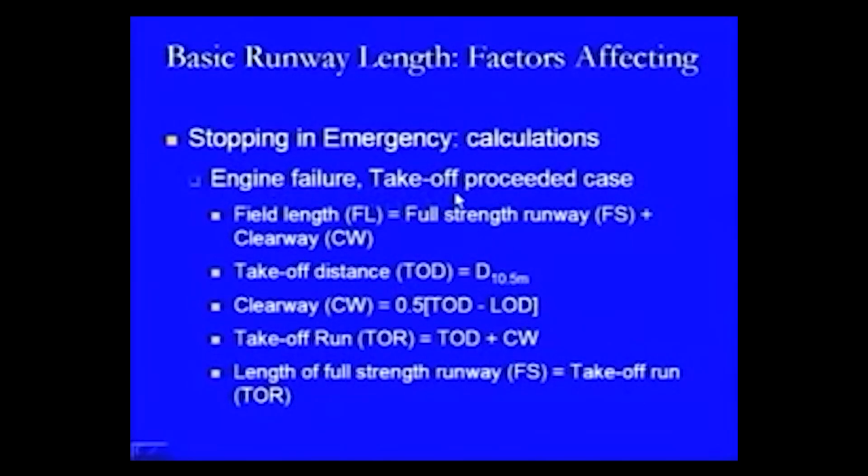For the engine failure takeoff proceed case, the field length is equal to the full strength runway plus the clear way. Takeoff distance will be equal to the distance required to attain a height of 10.5 meters, whereas the clear way will be half of the takeoff distance minus the lift off distance LOD, and the takeoff run is equal to the takeoff distance plus the clear way, whereas the length of the full strength runway will be equal to the takeoff run, that is this particular distance.